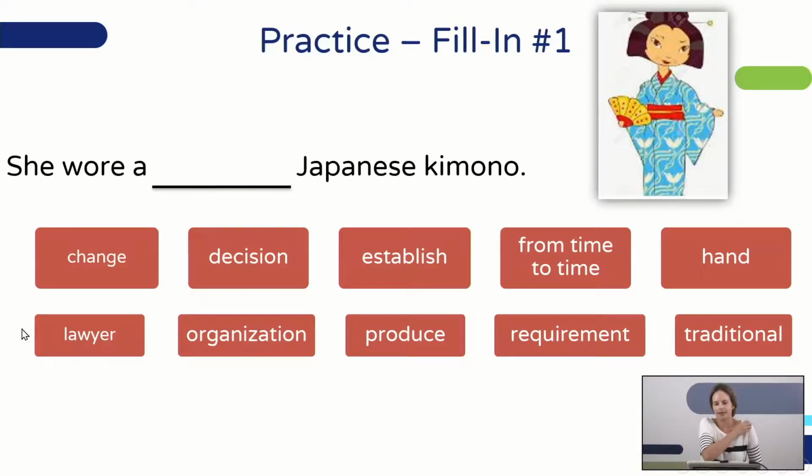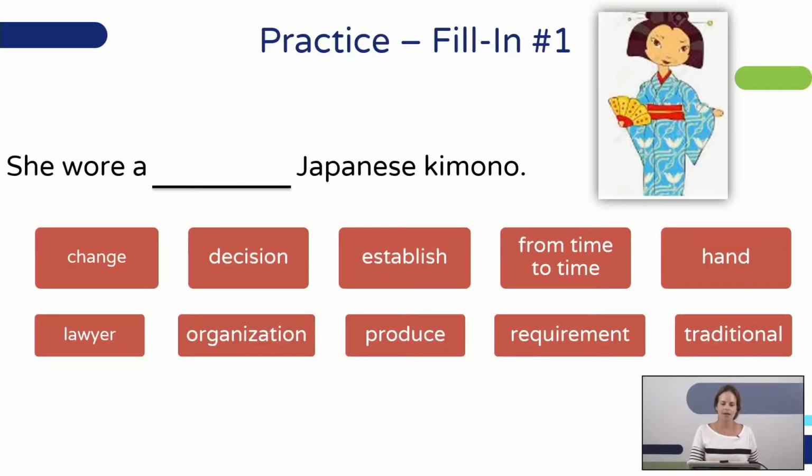Okay, now for our final assignment, I have 5 fill-in-the-blank sentences, all right? Here in red, you have the new vocabulary words that we just learned. So you need to pick the appropriate word for the sentence, all right? She wore a Japanese kimono. The appropriate word here would be, she wore a traditional Japanese kimono.